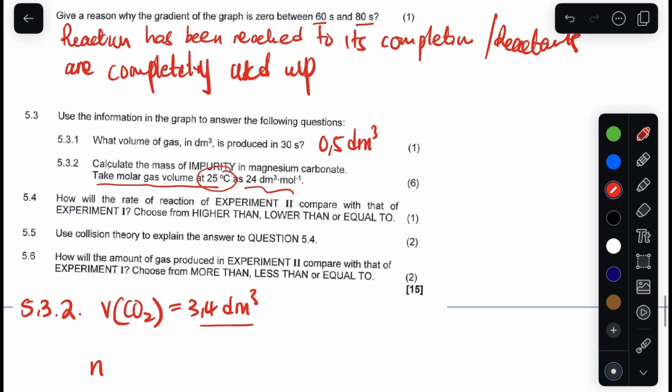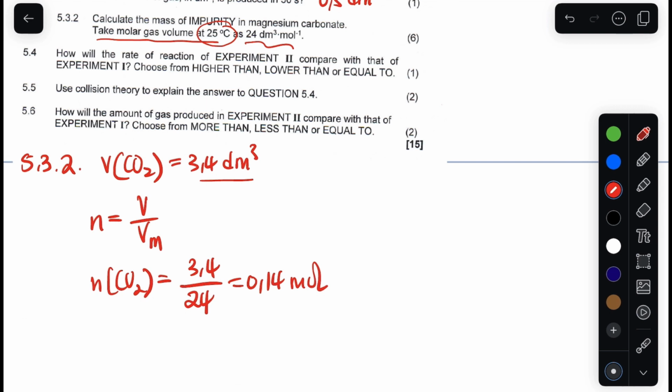So let's first convert. We'll say number of moles is equal to V over Vm. But now what you need to remember, we are given the Vm here. This Vm is 24. It's not 22.4. We are given the molar gas volume. So we'll say number of moles of carbon dioxide is equal to volume, 3.4, divided by 24. So our answer here will be 0.14 mole. That's still the carbon dioxide.